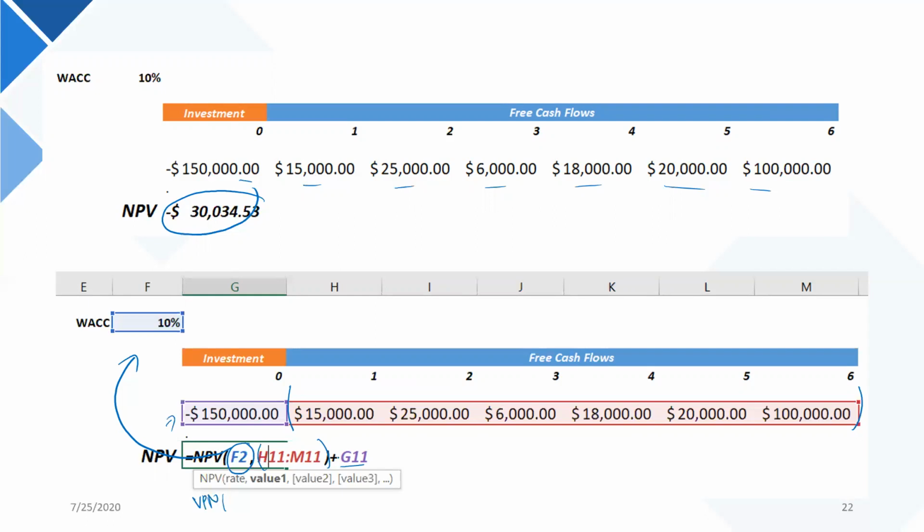That's why I'm adding it up. Or if you were to happen to have this in positive number, then you will have here a minus sign. Whereas I have it negative here, I just add it up. And that's how you get this number here, okay?